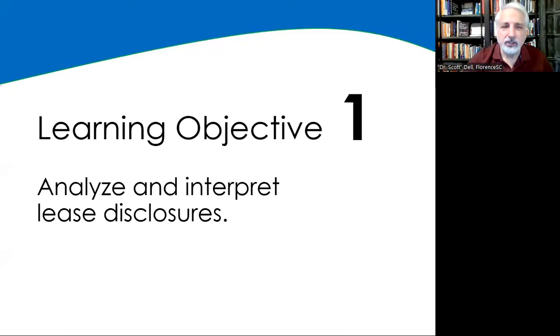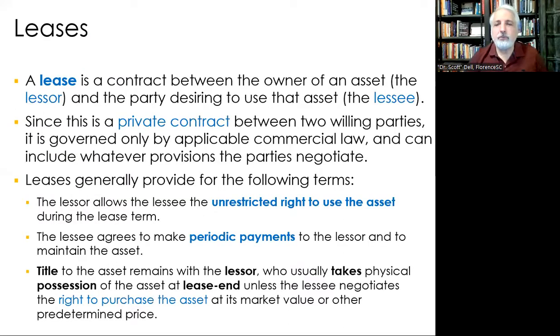Let's jump into leases. I'm going to go in and we're going to take a look at lease disclosures and what that's about. So when we look at leases, we want to take a look at what is a lease in the first place. A contract between the owner of an asset, the lessor, and a party that uses the asset, the lessee. So think of a car loan. Well, you can think of it as a car loan, but think of a car lease.